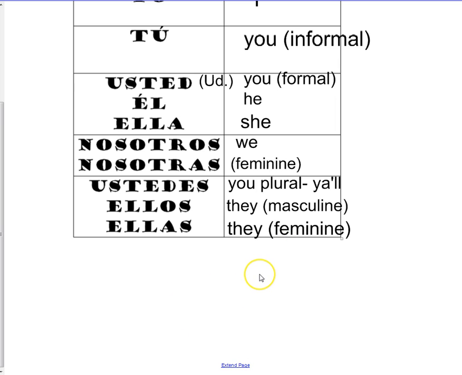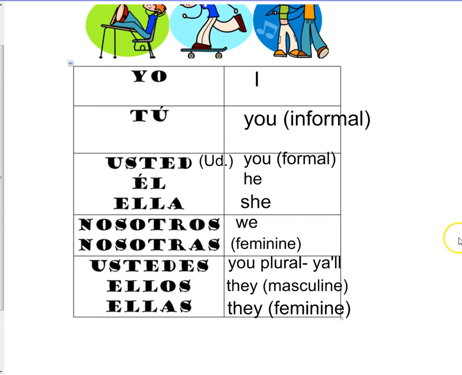So these are all the pronombres, the pronouns in español. That's it. Hopefully you took notes.